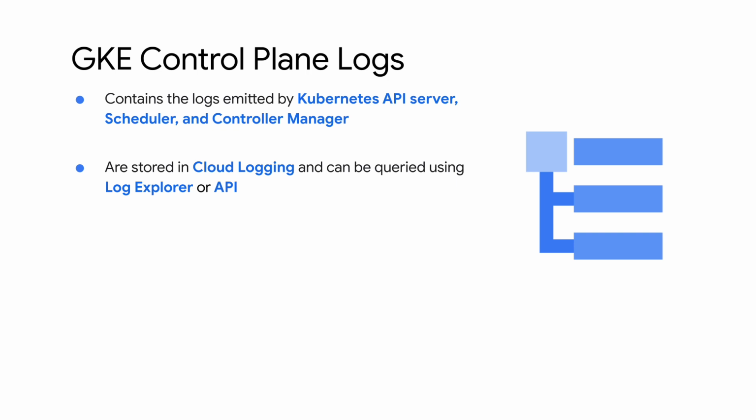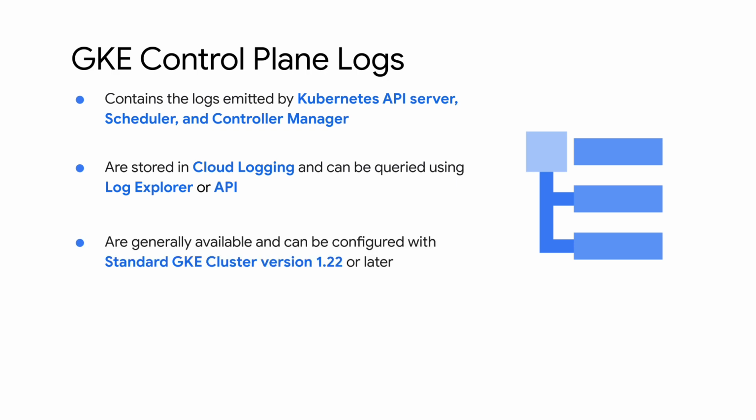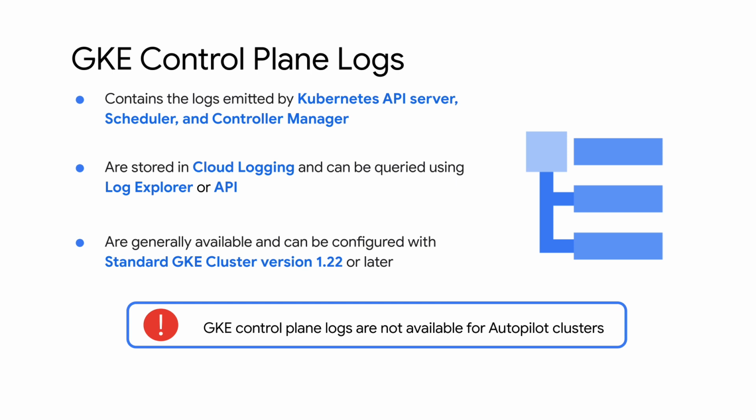And I have great news for those of you who would like to view control plane logs and troubleshoot any relevant issues. These logs are now generally available and you can configure and access them with standard GKE control plane versions 1.22 or later. Be aware, GKE control plane logs are not available for Autopilot clusters.